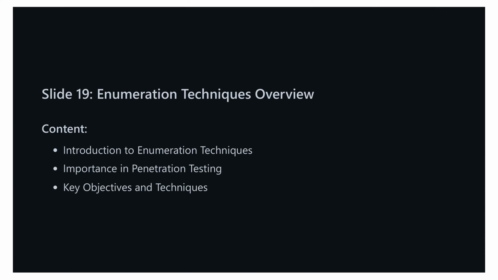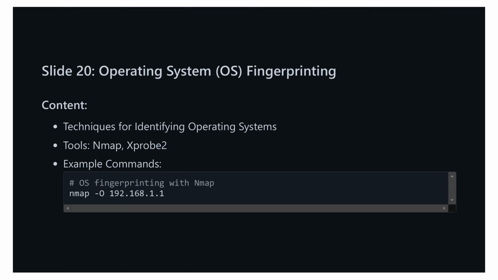Techniques commonly used in enumeration vary widely, but can include querying services, scanning network ports, and probing for known vulnerabilities. As we move to the next slide, we'll explore a specific enumeration technique, operating system fingerprinting. This technique helps us determine the OS type and version running on target machines using tools like Nmap and Xprobe2. Remember, the more information we gather during the enumeration phase, the better prepared we will be to exploit potential weaknesses effectively and accurately. Let's delve into the specific techniques for identifying an operating system, commonly known as OS fingerprinting.